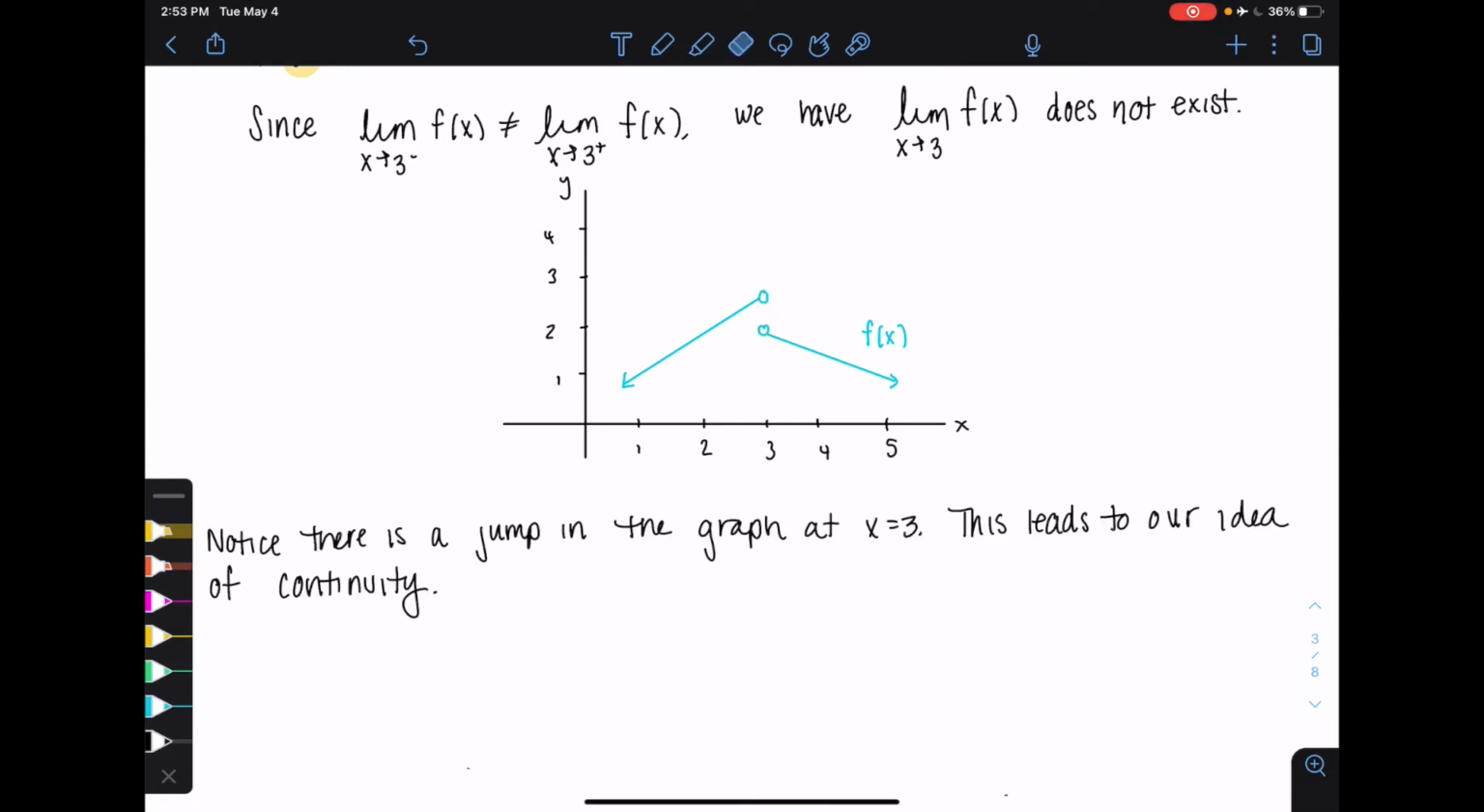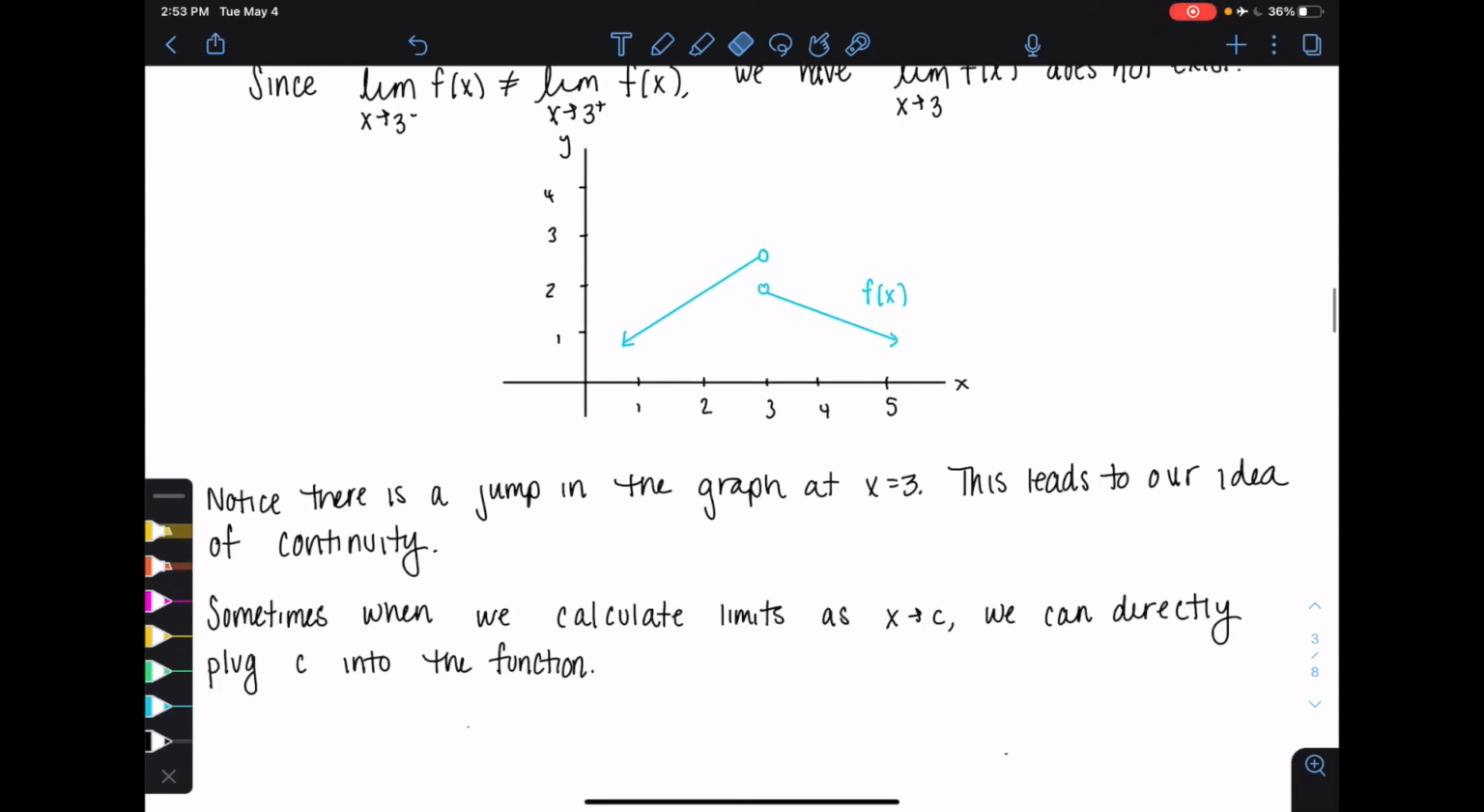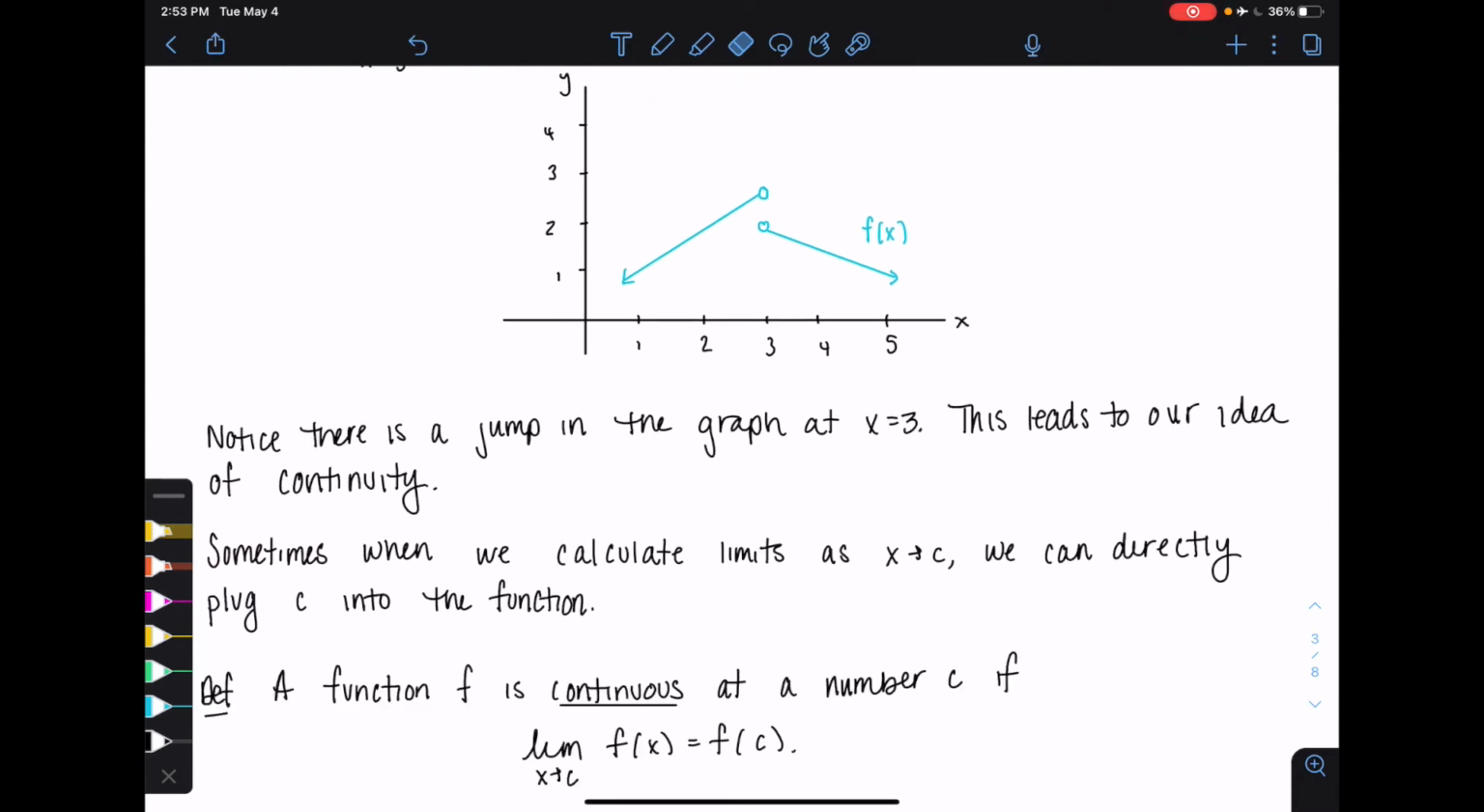So this leads to what our idea of continuity is. I don't want this to happen. I want it to be a nice smooth curve. So sometimes when we calculate limits, we can directly plug this in. We've seen this for polynomials, rational functions, for trigonometric functions on their domain. All of those have been continuous because it's been nice smooth curves that you don't have jumps happen at. So we say a function is continuous if the limit as you approach c for your function is exactly the output of your function.